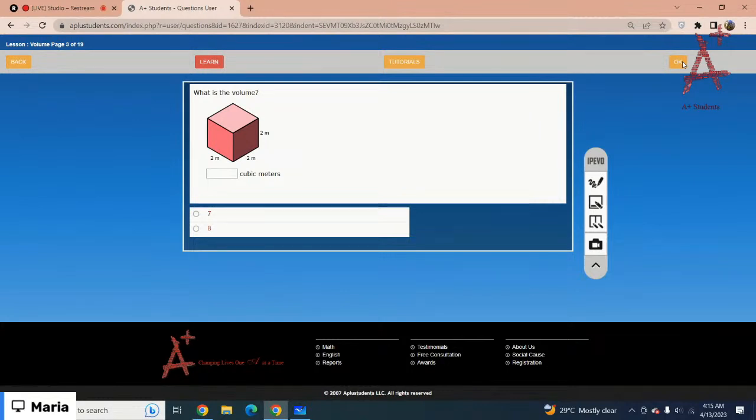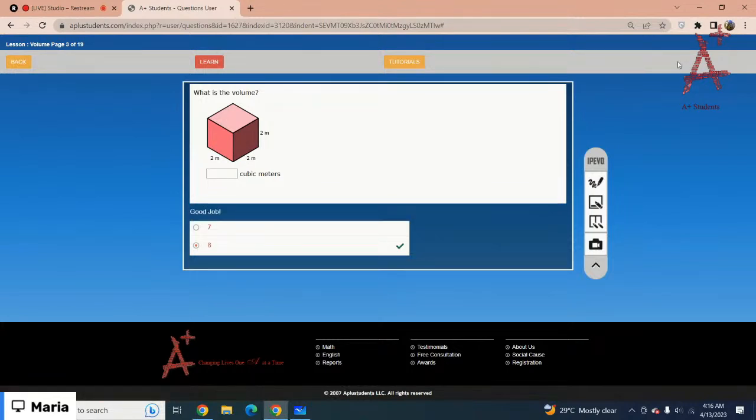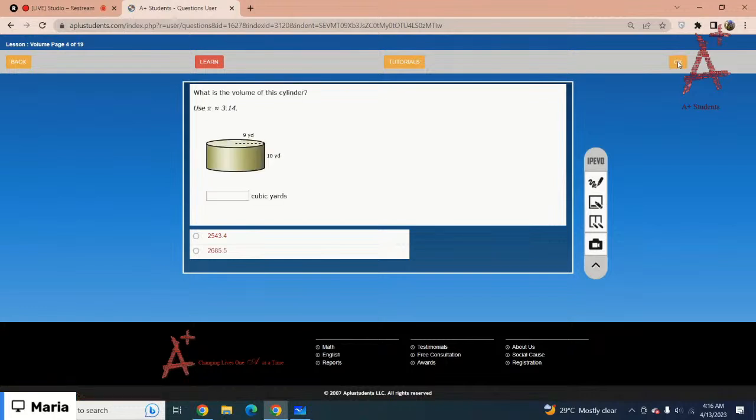What is the volume? So you are given a cube. You have to calculate the volume of the cube. Got it? So the volume of the cube is, yes, that would be 8. Got it? 2 times 2 times 2. Because it is a cube, it has all the sides equal in length, so it would be 8.